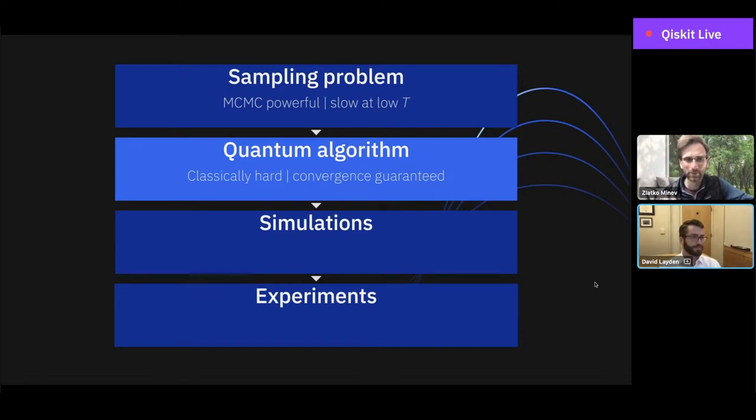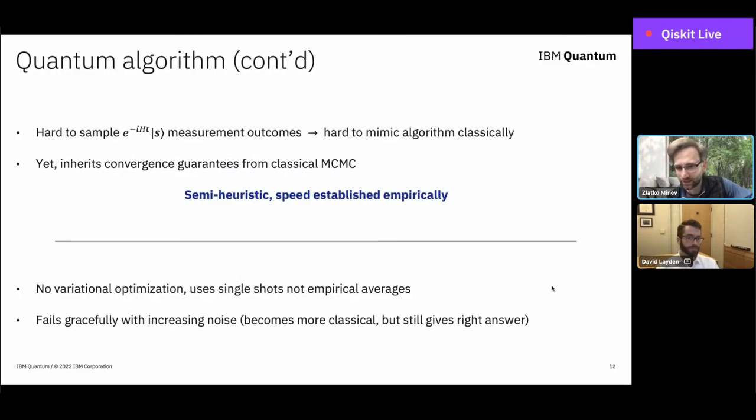Great. And maybe a quick 2-second reply to Narenda: why is it hard to mimic the algorithm classically? The Hamiltonian is stochastic. And the path integral Monte Carlo might mimic this efficiently.